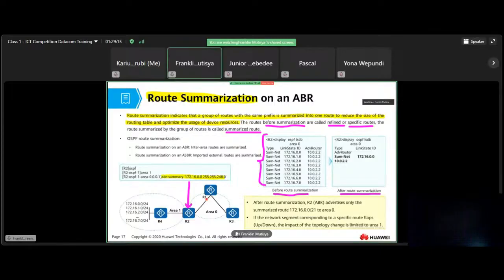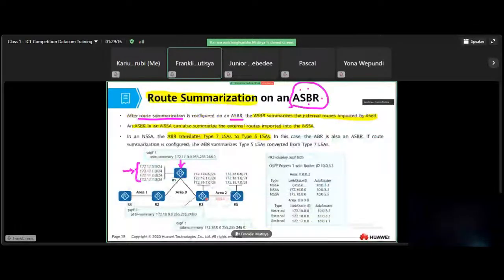We have said that route summarization can also take place on an autonomous system border router. So route summarization is configured on the ASBR this way. We get to the OSPF process of an ASBR, then we say asbr-summary, then we specify the summarized route and the mask length of that summarized route.